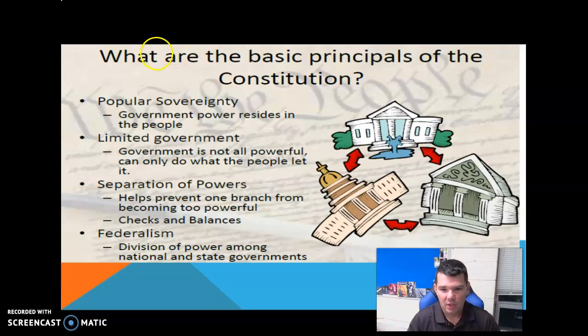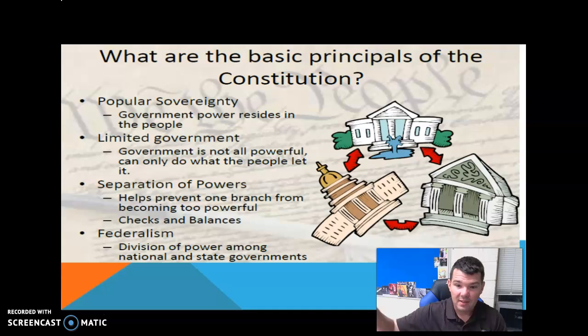And then the last basic principle is something called federalism. Basically, you're dividing power up amongst the national and state governments. So, for instance, national government, their powers to declare war, their powers to collect taxes, and those kind of things. Now, states can also collect taxes.